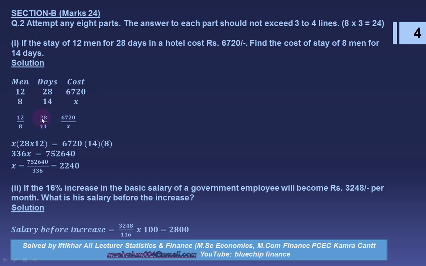Now multiply the upper ones with x and the lower ones with the upper one. Then 28 multiplied by 12 multiplied by x and 8 multiplied by 14 multiplied by 6720. And after solving, answer is 2240.